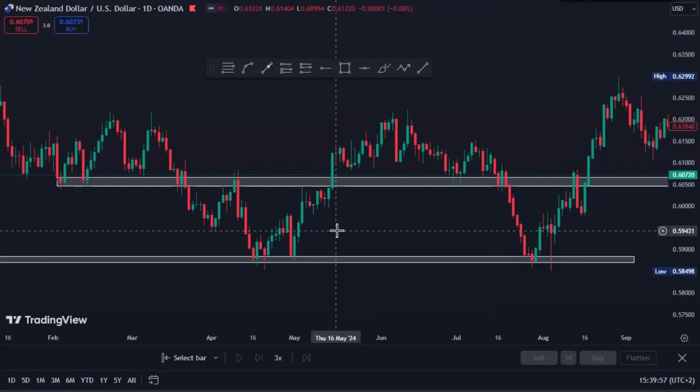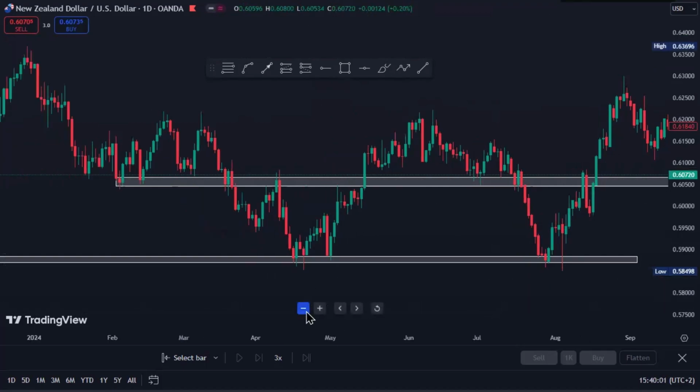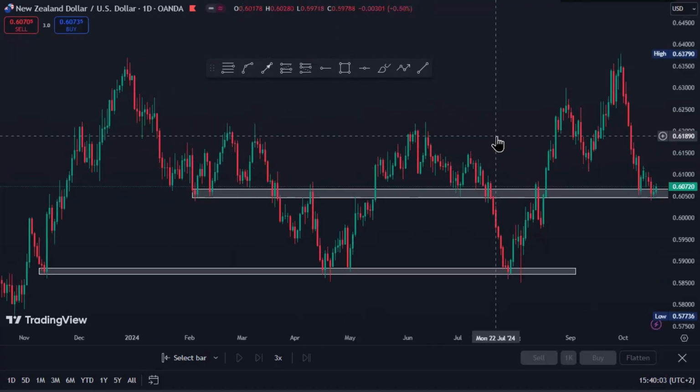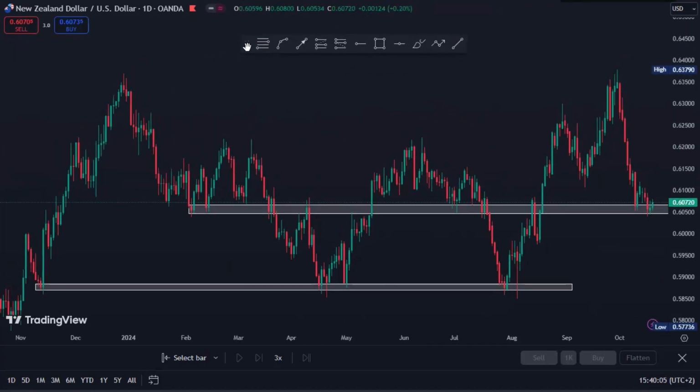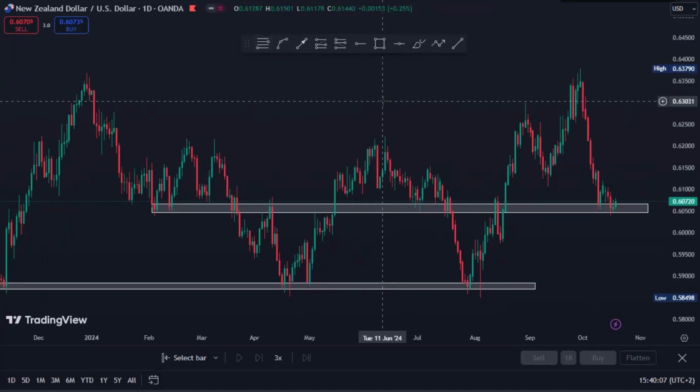The moment you understand strong zones, let me tell you something. You're going to be the biggest in the forex market. It is simple, right, guys? It is very, very basic, but it's very, very effective.